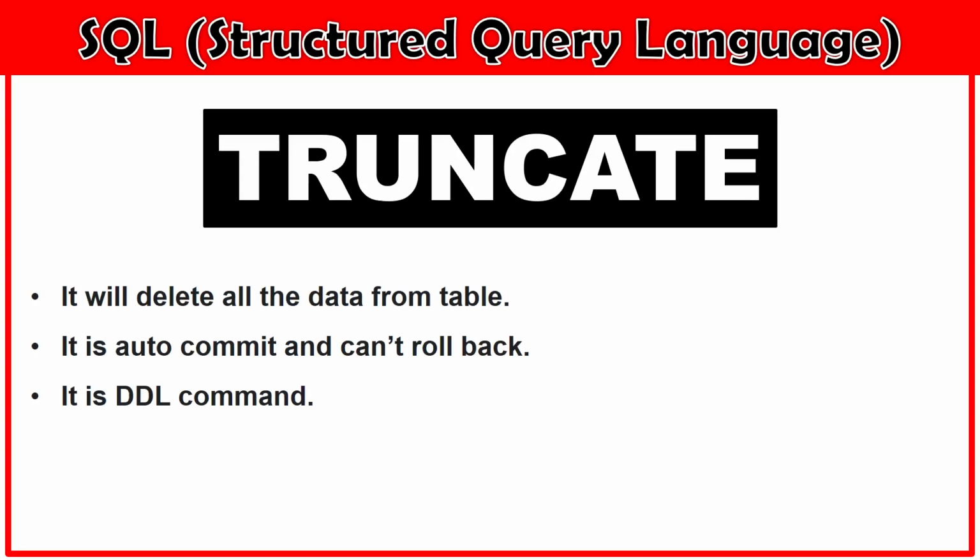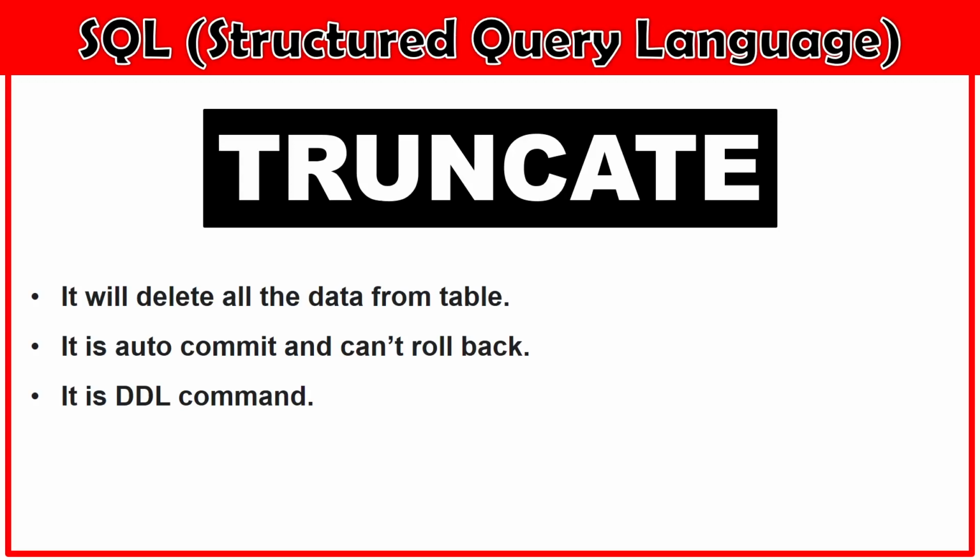Once we use the truncate command, the operation we perform cannot be rolled back, as it is a DDL command. So we can simply say that truncate is auto commit and it cannot be rolled back. It's a DDL command. So let's begin and see how we can do the same in a practical way.